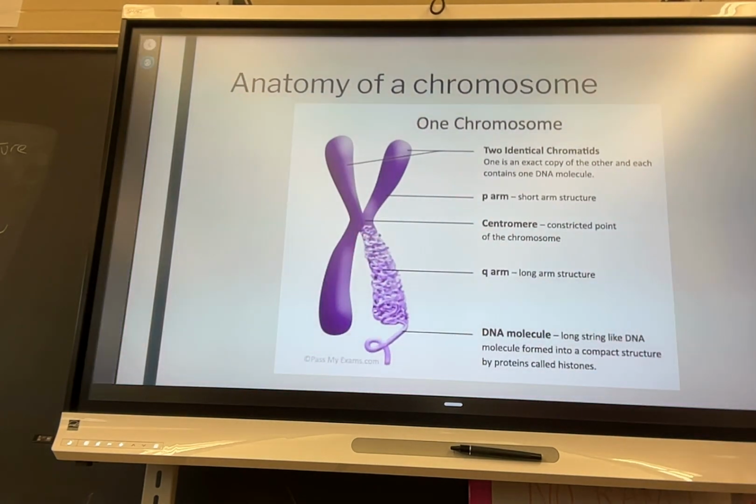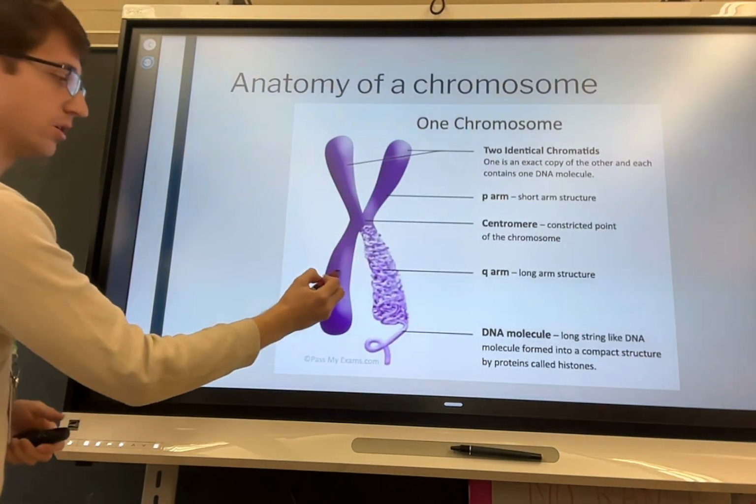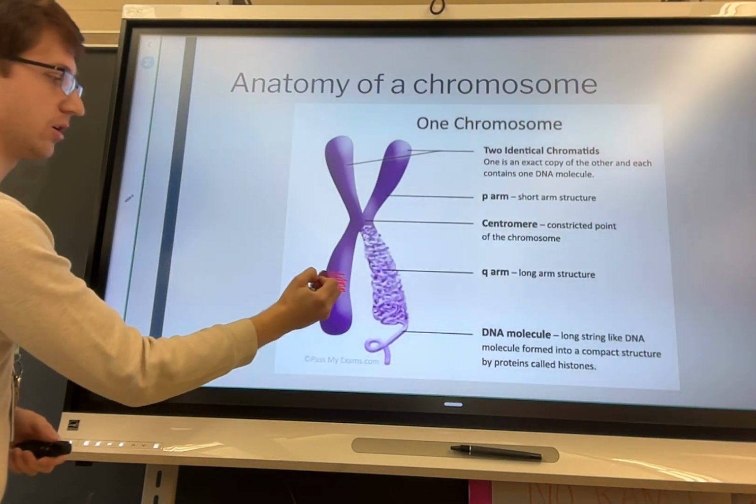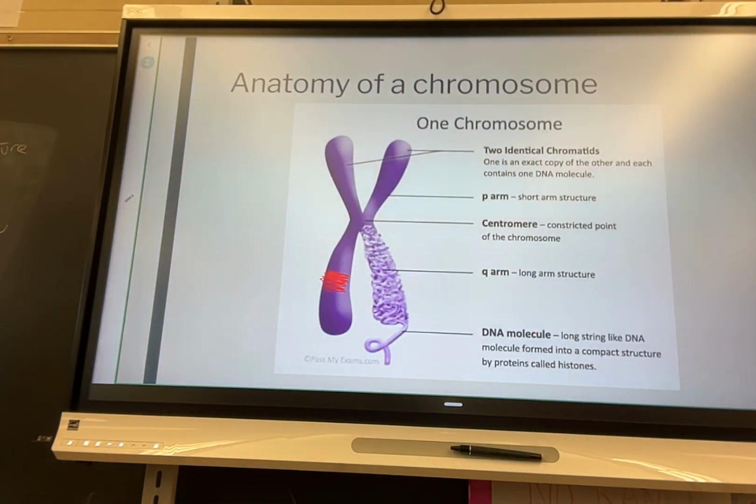And then the other thing that, like I said, is not on your paper anywhere. So that is 2 chromatids to make 1 chromosome. We're going to model this later, so it'll give you a better idea.